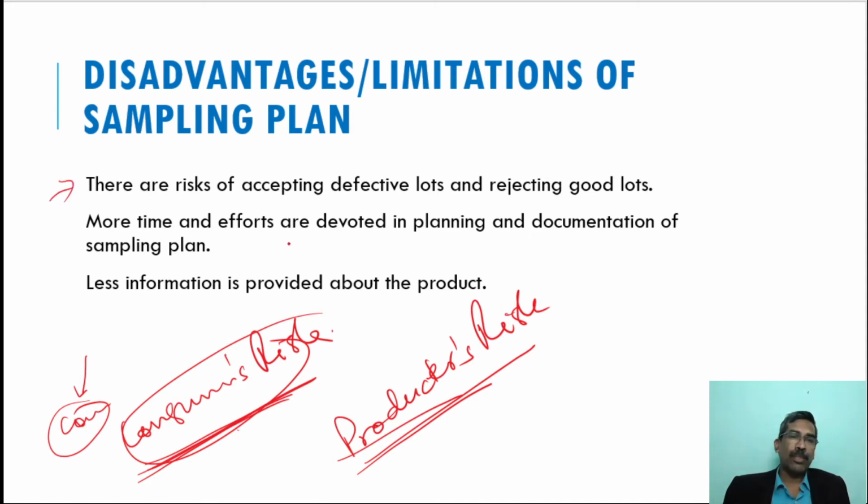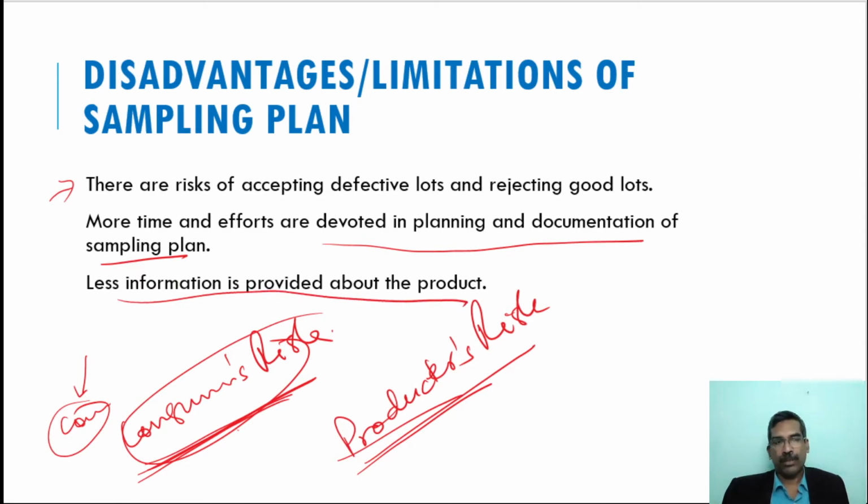Then more time and effort is devoted to planning and documentation of the sampling plan. Then less information is provided about the product because we do not consider the individual quality characteristics. We consider the overall different quality characteristics, and on the basis of that we decide whether this product is acceptable or is to be rejected.